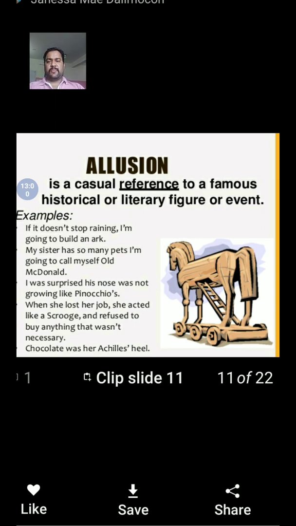My sister has so many pets, I am going to call myself Old MacDonald. Now you might have heard the poem Old MacDonald had a farm. So therefore a reference to MacDonald is given here. I was surprised his nose was not growing like Pinocchio's. Now Pinocchio is the fictional character in the story. Whenever he spoke a lie, his nose used to grow. So like this the references are given to famous popular characters. So that is allusion. Then some more examples are given for your reference. You can refer to them.